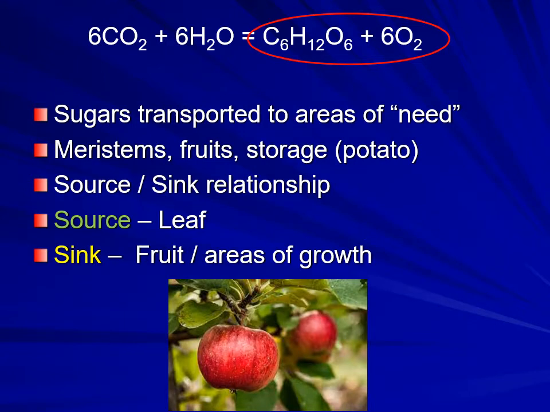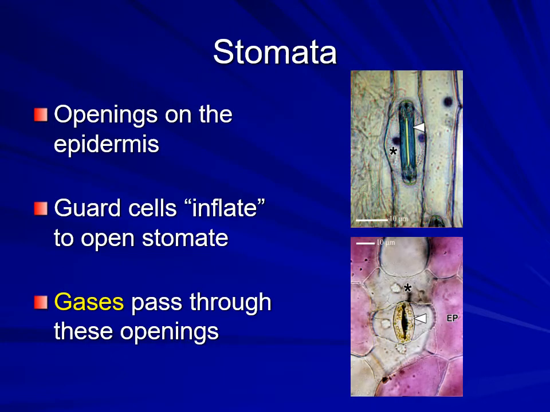So now, as far as the transport is, again, from last week, we talked about how sugars are transported to areas of need. We call those sinks, in this case, an apple, right? Other areas of need could be meristems, where there's mitosis happening, developing fruits, storage, as in a potato, or maybe a flower. So we have to be mindful of that source-sink relationship. And the leaf is the source. That's where it all starts. And so when we're talking about leaves and their anatomy, it's important to remember that we're talking about the source for everything that happens in the leaf.